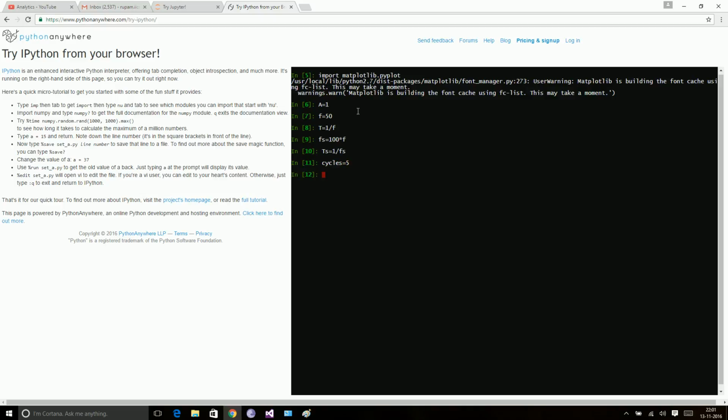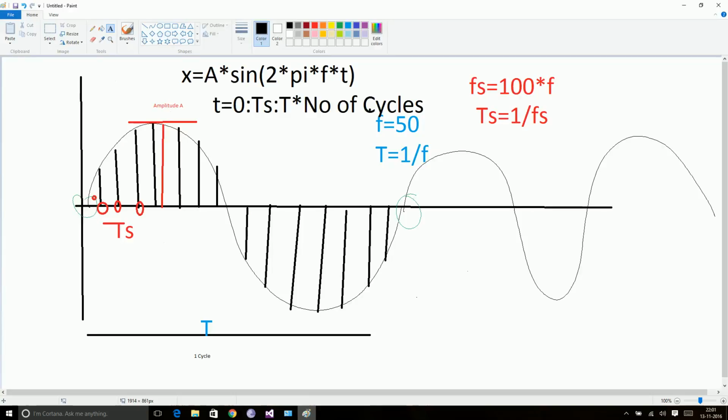Now, the sine wave is given by x is equal to a into sine 2 into pi into f into t. However, if you see, we have not yet declared the small t. We have the capital T, we have capital Ts, but we don't have small t. If you go back over here in your program, you can see that the small t has to be developed.